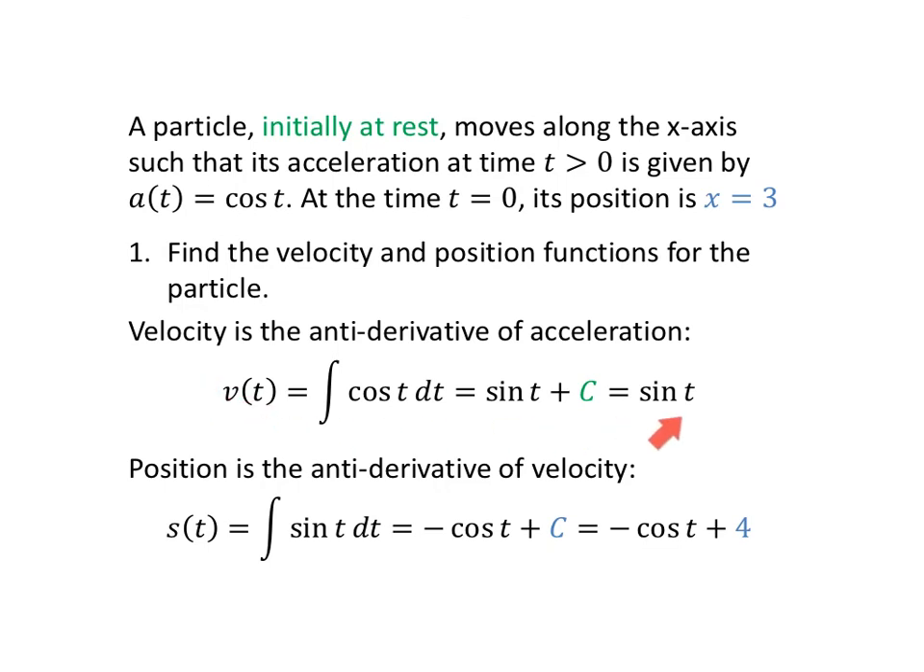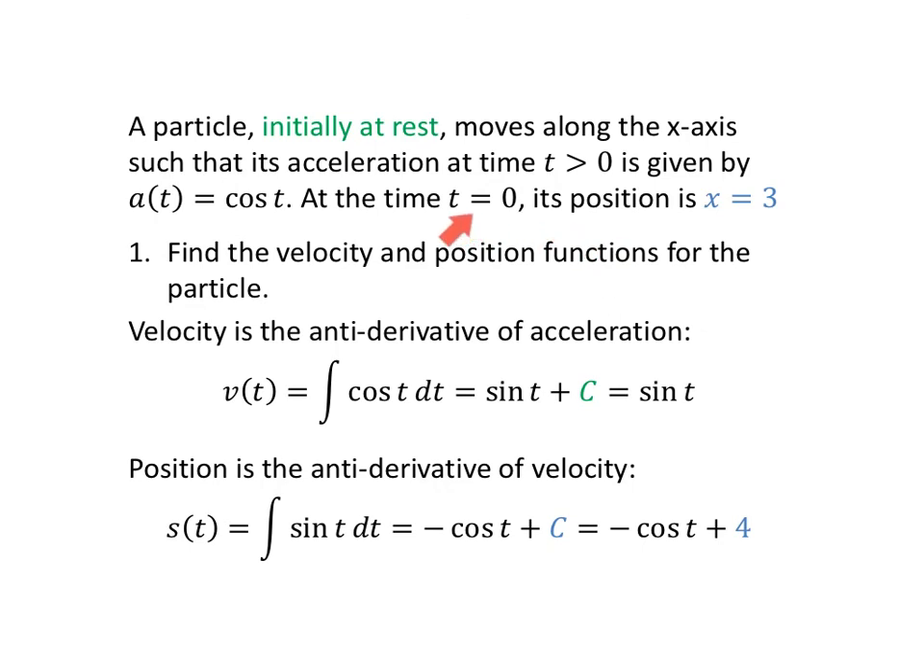Once I have my velocity equation, sine of t, position is the antiderivative of velocity. So s of t equals the antiderivative of sine of t dt. Antiderivative of sine of t is negative cosine of t plus c. At the time t equals 0, its position is x equals 3. I probably should have used a t equals 3 there, but go with me on this one.